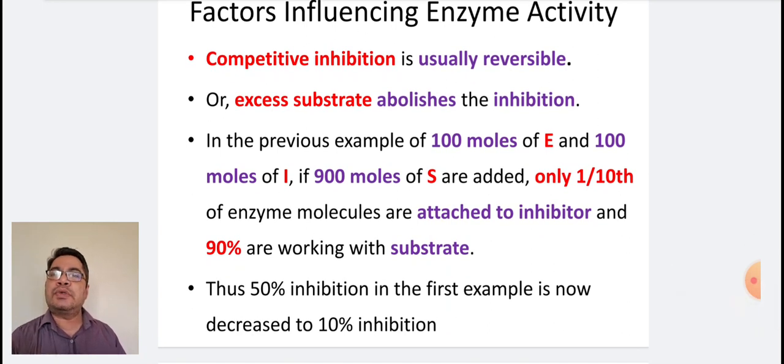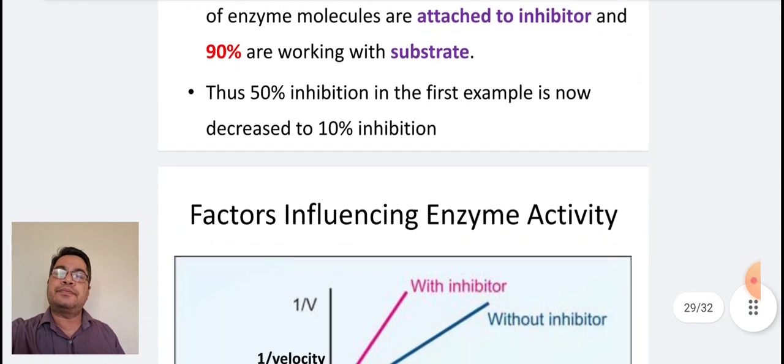Competitive inhibition is usually reversible, as excess substrate abolishes the inhibition. In the previous example of 100 molecules of E and 100 molecules of I or inhibitor, if 900 molecules of substrate are added, only 1/10 of the enzyme molecules are attached to the inhibitor and 90% are working with substrate. Thus, 50% inhibition in the first example is now decreased to 10% inhibition.